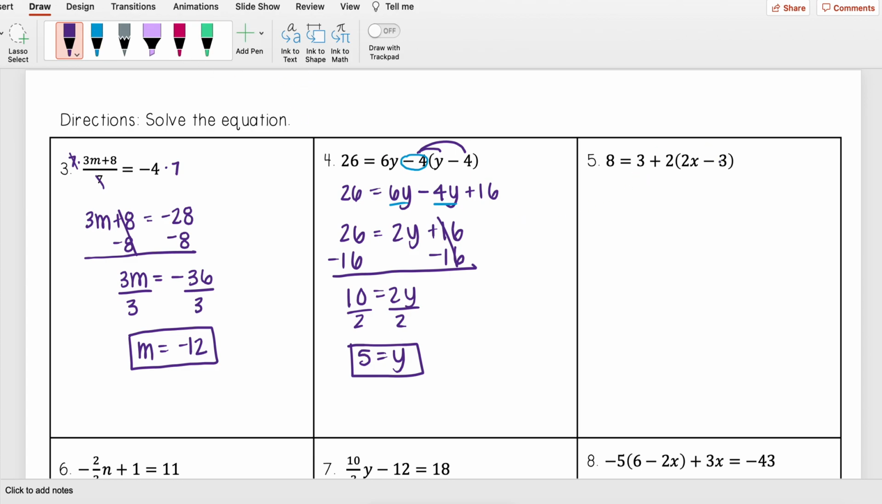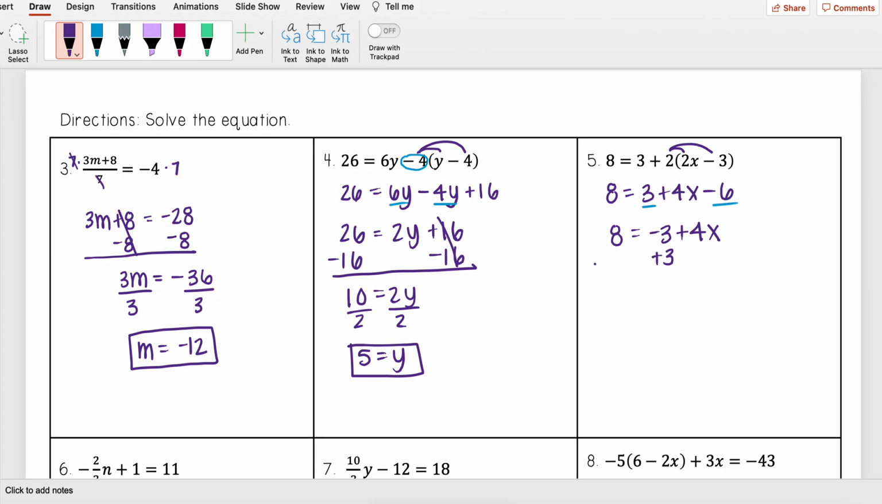Okay, let's try another problem similar to that. And so here I want to go ahead and do that same thing. I want to distribute first. So I want to distribute my 2 in there. So I have 8 is equal to 3 plus 2 times 2x, I get 4x. And then 2 times negative 3, I get negative 6. Next, I'm going to go ahead and combine my like terms. This time I only have one x term, but I do have a 3 and a negative 6 that I combine together. And so when I combine those, 3 minus 6, I get negative 3 plus 4x.